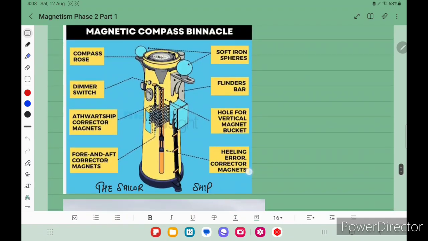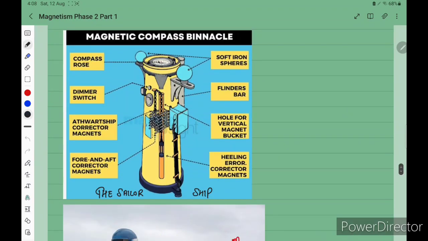Okay, so this is our magnetic compass located on the Monkey Island. As we know, this is the compass rose, the athwartship corrector magnets, which are very important. We are going to use them in the coefficients. I will show you where they are, because otherwise, if I just say athwartship corrector magnet, you will not be able to understand where it is located. So this is the athwartship corrector magnet, these are the fore and aft corrector magnets, and this is for heeling error.